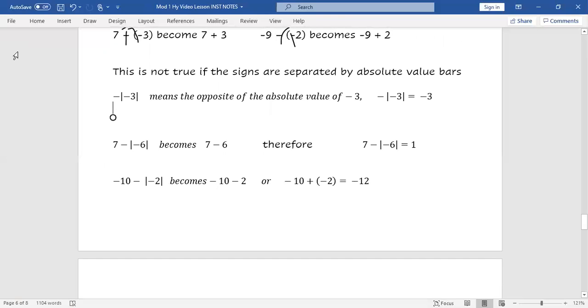So if I have 7 minus the absolute value of -6, that really becomes 7 minus 6, because the absolute value of -6 is 6. Now I can subtract those, and that becomes 7 minus 6, which is 1. -10 minus the absolute value of -2 becomes -10 minus 2. If I want to change the opposite, I could say -10 plus a -2. Same signs, more negatives, I get -12.